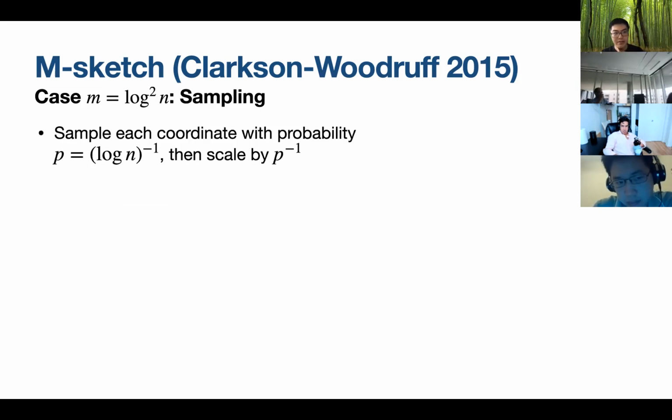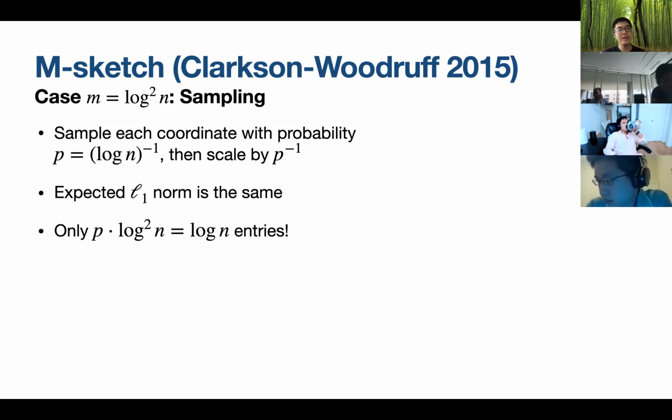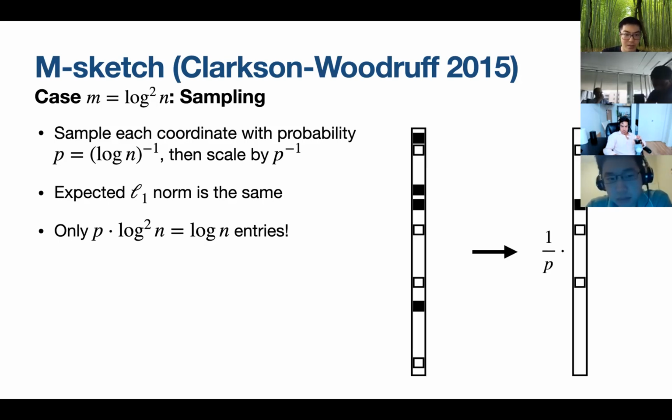So what we're going to do is sample each coordinate with probability p, which is 1 over log n, and then scale the entire thing back by 1 over p, also known as log n. In expectation, after the sampling process, the L1 norm is the same, because we're sampling with probability p and then rescaling back up with 1 over p. But the good thing is we only have an expectation of p times log squared of n, which is just log n non-zero entries. So this is exactly the situation that we want to be in in order to apply our earlier results.